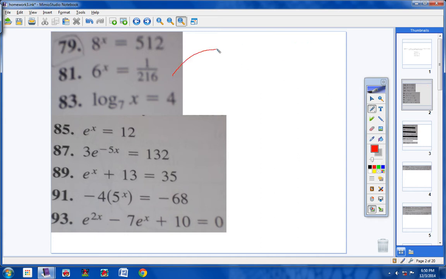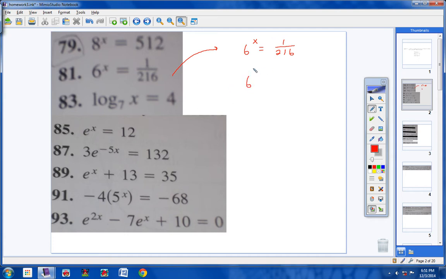Okay, number 81, we have 6 to the x power equals 1 over 216. Now again, students, I'm going to try to write both sides with the same base. So what I'm going to do is take my calculator. I'm kind of curious. Maybe I can write 216 with a base of 6. Maybe I can. So I'm going to take my calculator. I'm going to type 6 times 6 times 6, and that gave me 216.